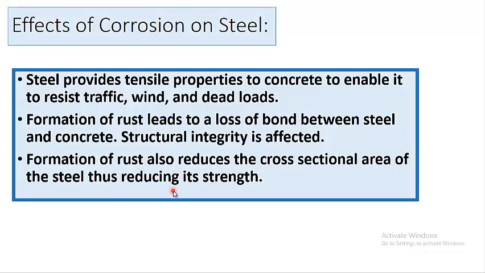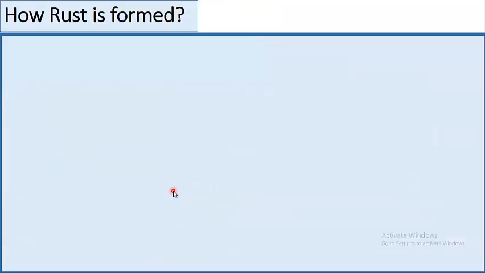As we have discussed in the previous slide, if steel catches rust, its volume increases up to 2 to 4 times its original size. As a result, it starts applying pressure on the concrete which is embedding it or which is around it, and as a result the concrete starts cracking and the concrete reduces its strength. The cross-sectional area of steel also starts reducing. As a result, the strength of the concrete is reduced.